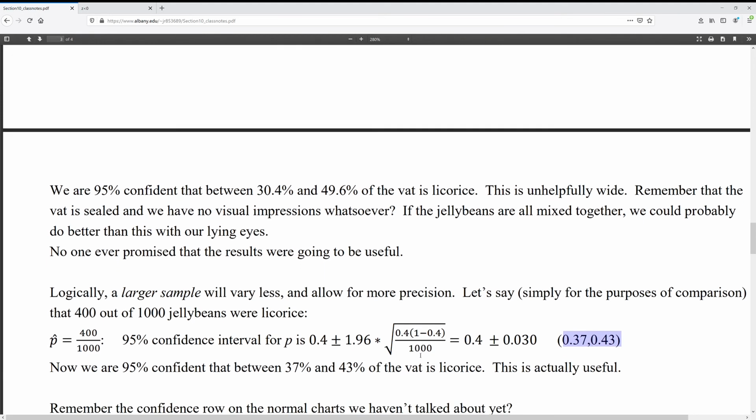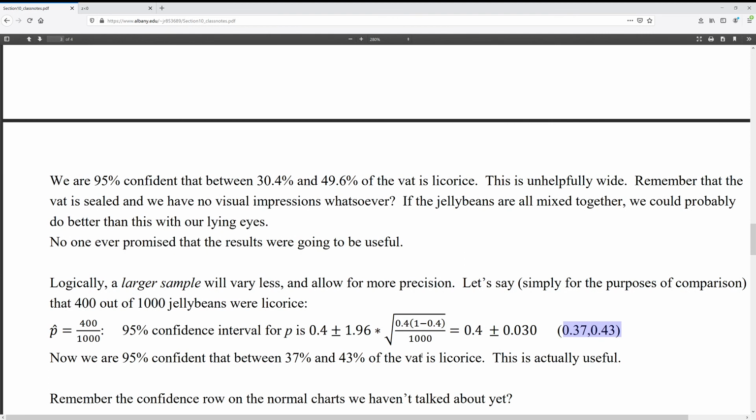A sample of size 1,000 will enable you to conclude something reasonably useful, a margin of error that's actually useful. Now we're 95% confident that the proportion of licorice in the vat is 0.4 with a margin of error of 0.030. Now again, you see it both ways.